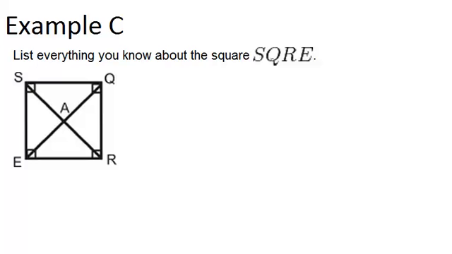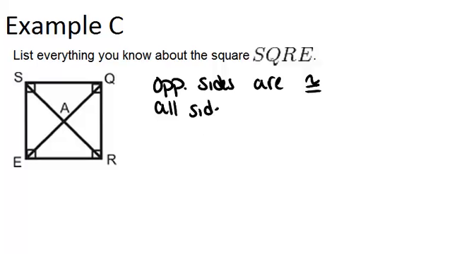One thing we can say is that opposite sides are congruent. And in fact, all the sides are congruent. So that would be a better way to say that. All four sides are congruent. We also know that there are four right angles.